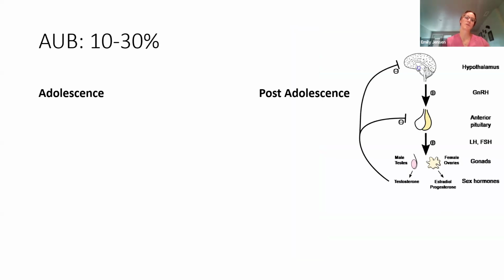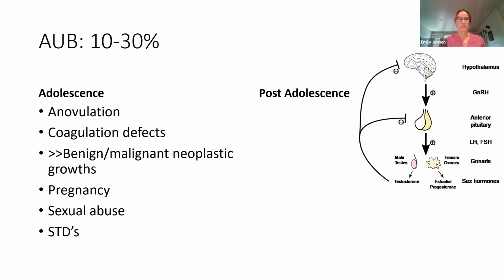Okay, so speaking more about AUB and going into how you start working this up in your head while you're getting information. So obviously, are they adolescent or post-adolescent? Because that's going to affect the etiology. So we talked about that HPO axis, and if it's mature enough to be having regular cycles, this is where your coagulation defects are going to come in. And then they can have benign.